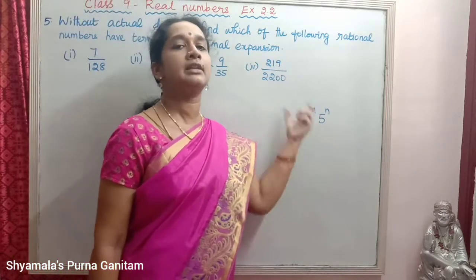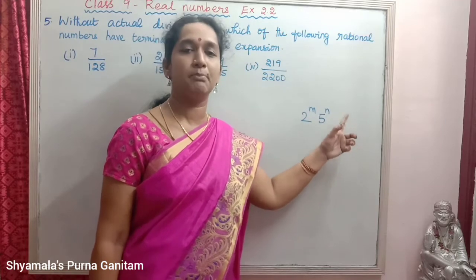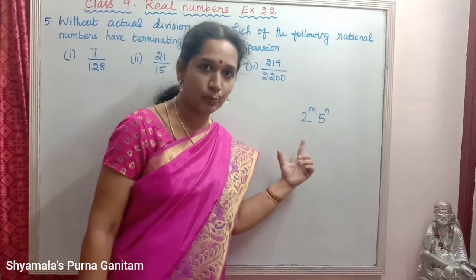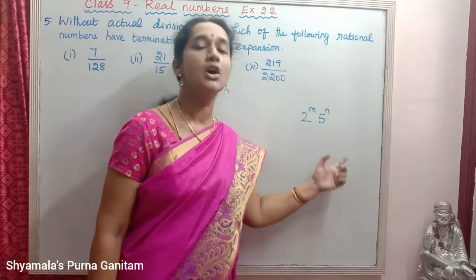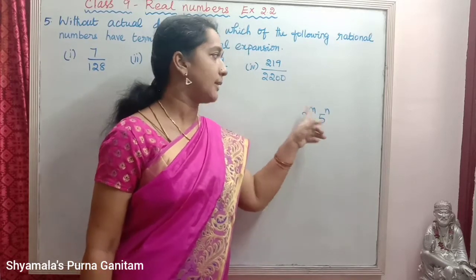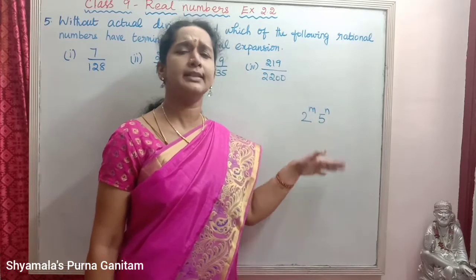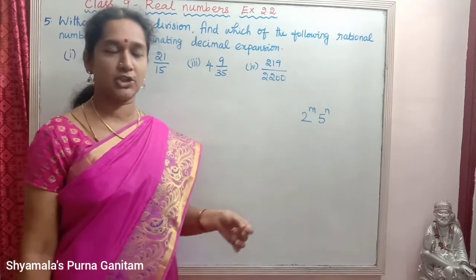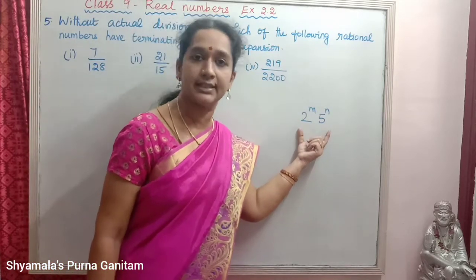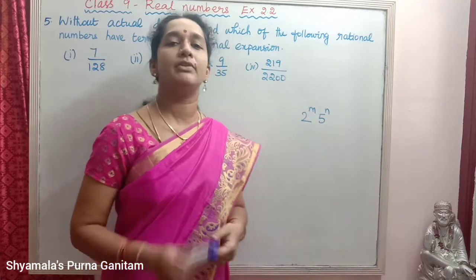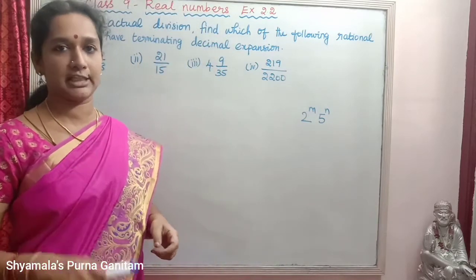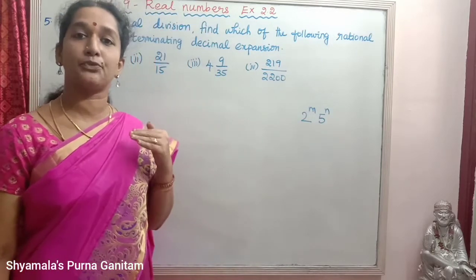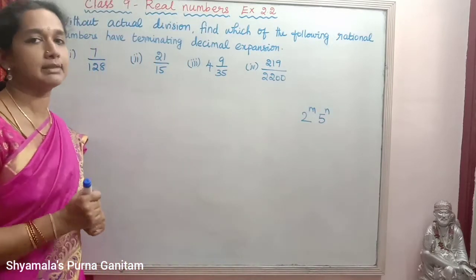If we have any extra number, for example 3, 7, 11, any number other than 2 power m or 5 power n or both, we won't say it is a terminating decimal expansion. Only if we have this form as the denominator, we say it is terminating. So we need to find the prime factors of the denominator, and we will do the sums accordingly.